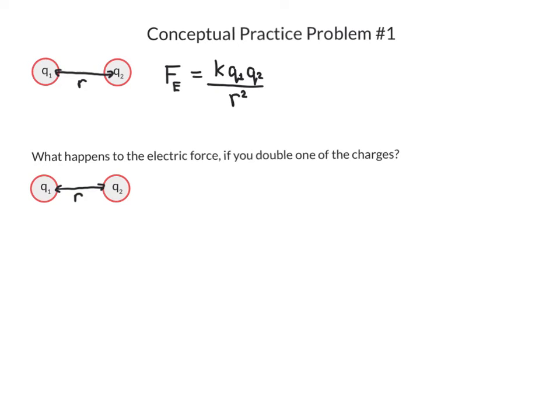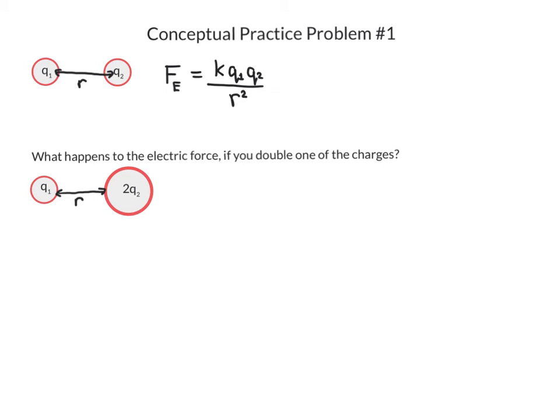Let's take a look at a practice problem here where we have two charges, Q1 and Q2, separated by a distance r. Recall that the electric force between these two charges, Q1 and Q2, is given by Coulomb's law. That is K times Q1 times Q2 divided by R squared. What now happens to the electric force if you double one of the charges? That is, we make Q2 double the amount, or 2Q2.